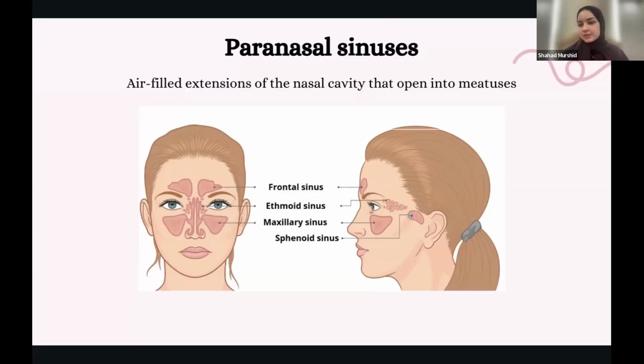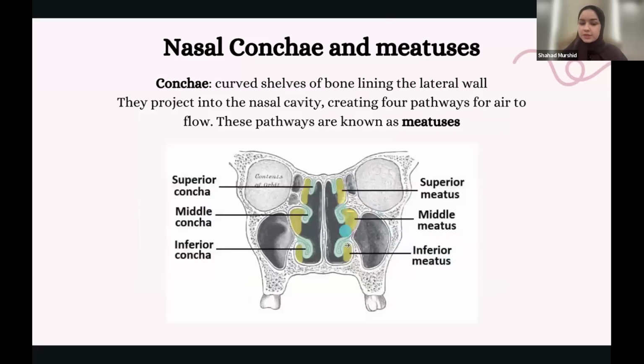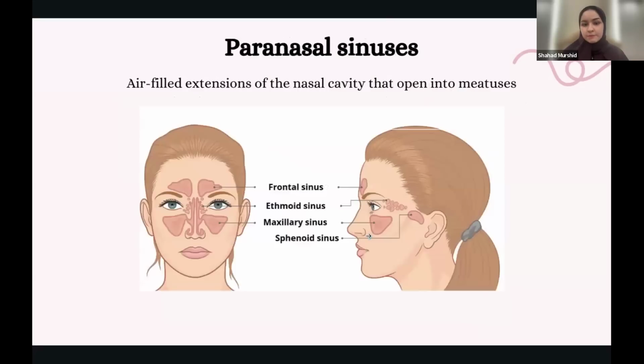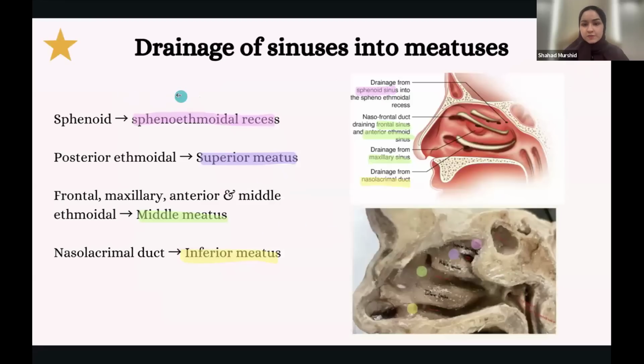Now, the importance of these sinuses and why we're mentioning them is because these sinuses drain into the meatuses that we talked about, these air-filled spaces. This is where the sinuses drain into. Different sinuses drain into different meatuses, and you need to be able to identify them. So this is the drainage of sinuses into meatuses, very high yield.